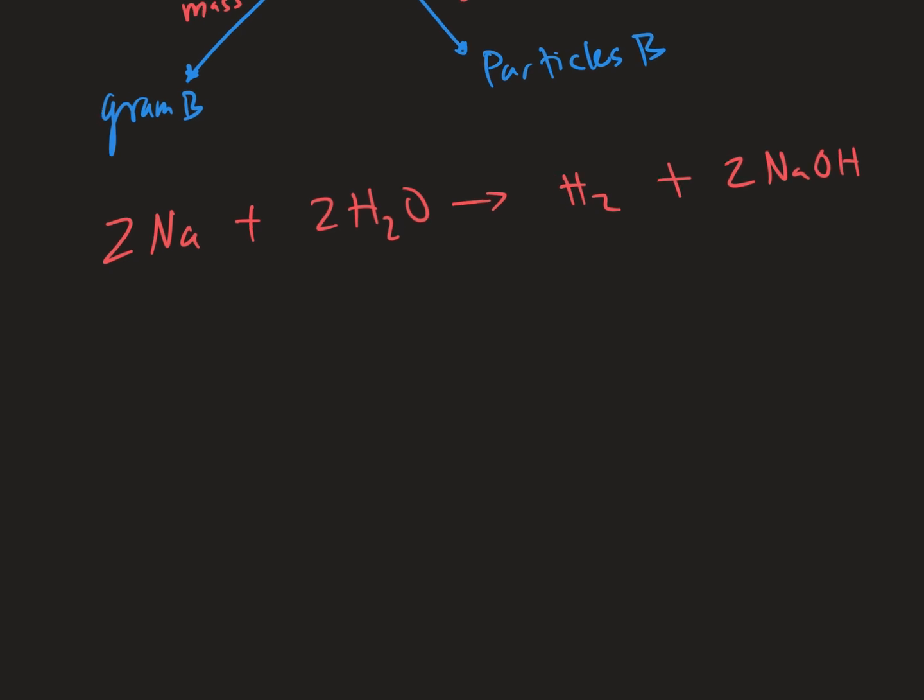So what this is saying, what do we have? 2 sodium what? Atoms? We could. For every 2 sodium atoms, we have 2 molecules of water. We get 1 molecule of hydrogen gas and 2 formula units of sodium hydroxide, right?